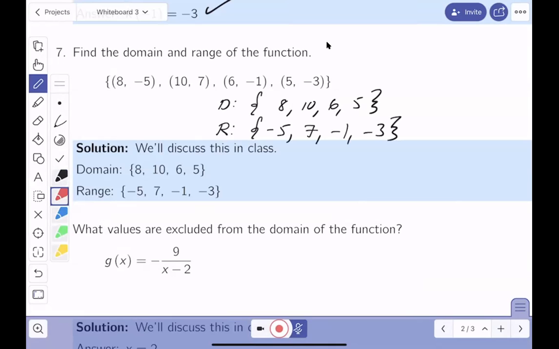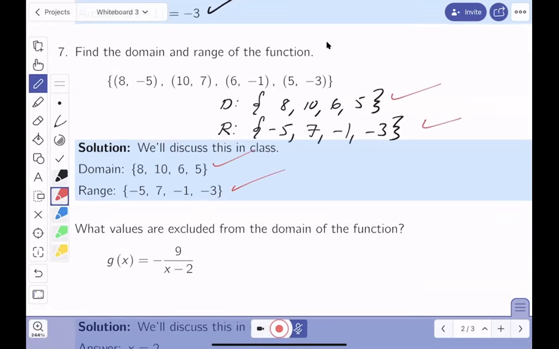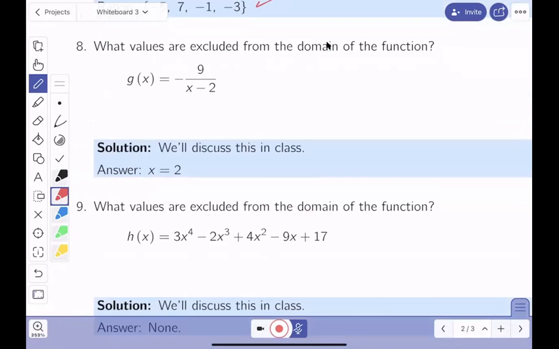Let's get our grade key out. See how we did. 8, 10, 6, 5. Minus 5, 7, minus 1, minus 3. We did okay. Let's keep going. We're on a roll. Let's do number 8.